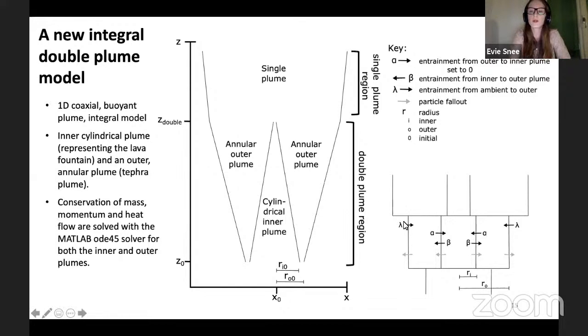If we look here on the lower right-hand side, we see this schematic of the control volume, and I've put on some arrows here to show you what kind of coupling we can have. The first way these two plumes are coupled is by particle fallout. We can have material falling out of the inner plume to the outer plume, and then also from the outer plume to the surrounding fluid. They can also be coupled by entrainment, and we have three different directions of entrainment. We can have entrainment from the ambient to the outer plume, from the outer plume to the inner plume, and then also from the inner plume to the outer plume.